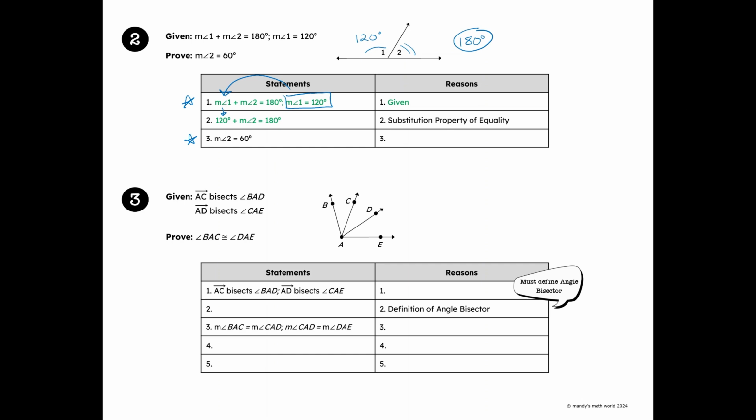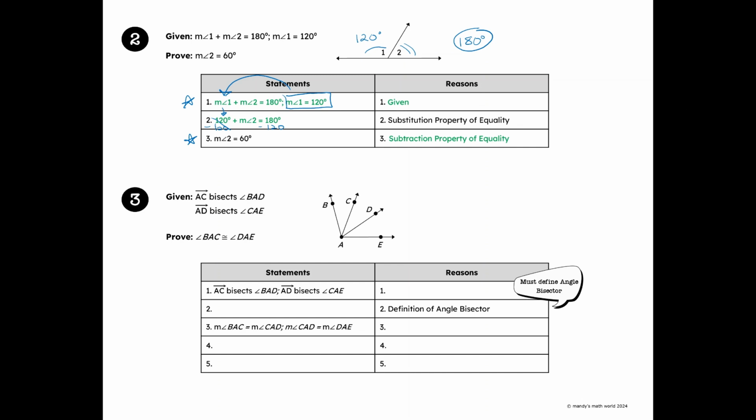I've got my equation here. How do I get the measure of angle 2 all by itself, which is what we're trying to do? I subtract 120 degrees from both sides, and I get the measure of angle 2 equals 60 degrees. What did I do right there? I used the subtraction property of equality.